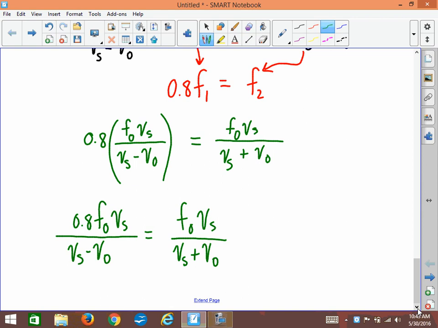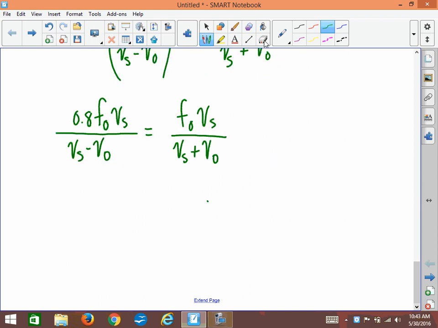Now, I'm going to use my rules of math here. I realize I can do two things. I can divide both sides by F0, and I'm also going to divide both sides by the speed of sound, which means the tops of those equations will become very simple. It'll be 0.8, and if I'm dividing F0 by F0, it's a 1, right? And then I divide Vs by Vs, it's a 1. So the top of that equation just becomes 0.8. Is everybody okay with that?